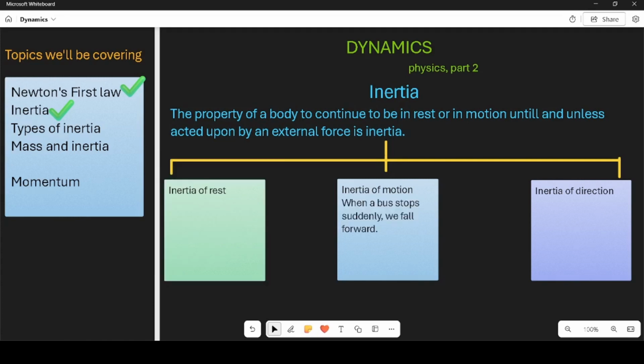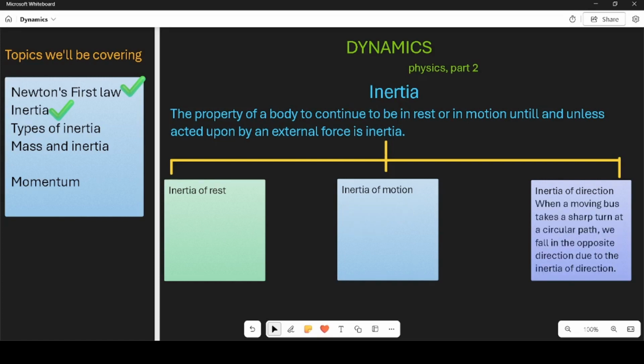Inertia of motion. If a body is in a state of uniform motion, it continues to remain in the same state unless an external force acts on it. For example, when a boy who is running is tripped by a stone, he falls because his feet come to rest, whereas the upper portion of his body continues to move forward due to the inertia of motion. Another example could be when a bus stops suddenly, we tend to fall forward, but the rest of our body tends to be at rest.